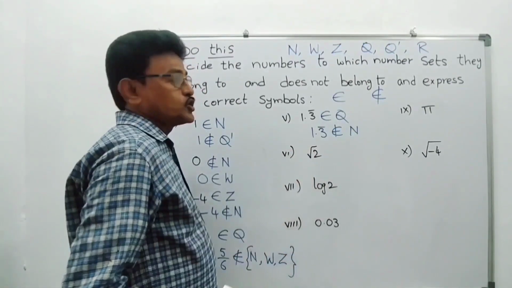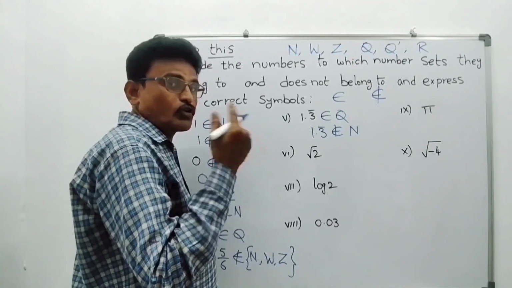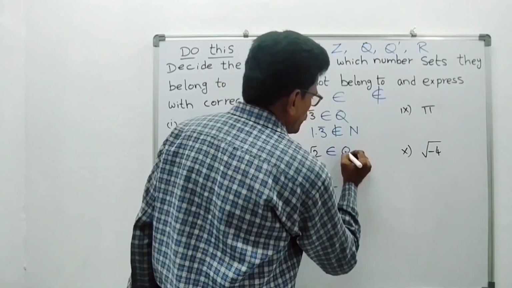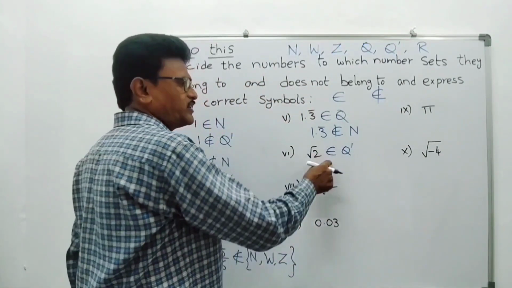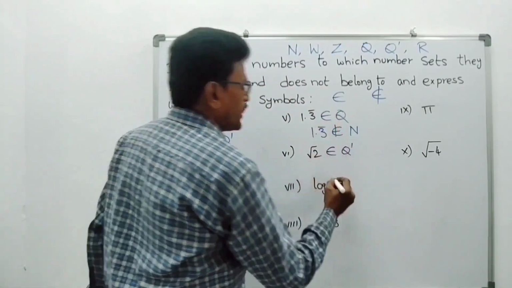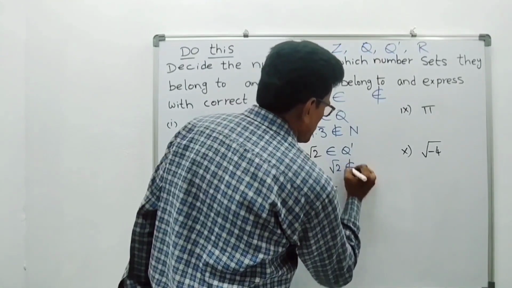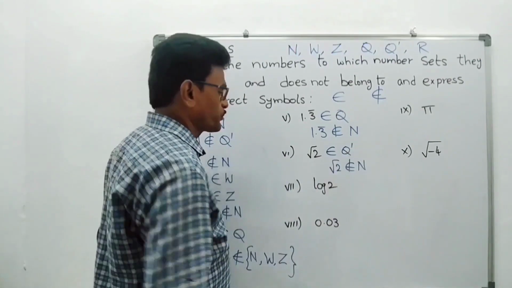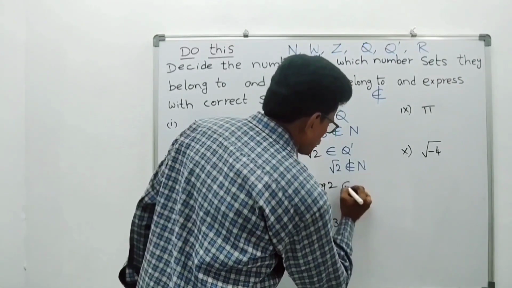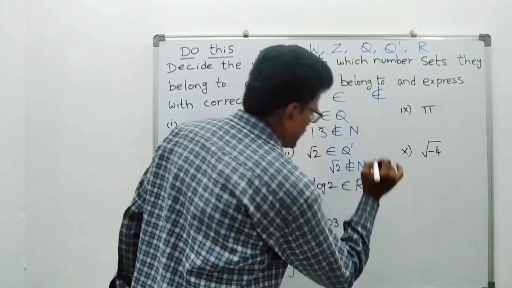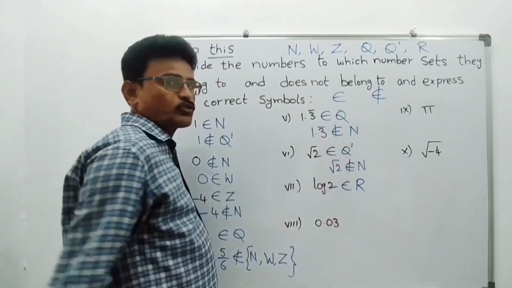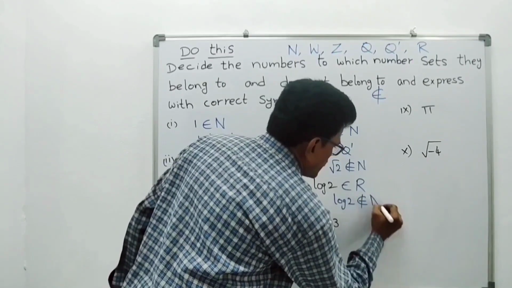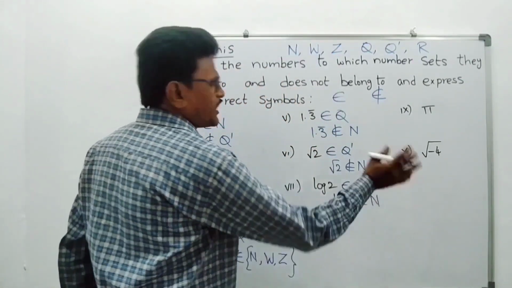Now root 2. Root 2, root 3, root 5, root 7, these are irrational numbers. So this one belongs to Q dash, or you can write it belongs to the real numbers. But root 2 does not belong to the natural number list. I am writing 1. You can write does not belong to W also. Now log 2 also belongs to, I am writing, the real numbers. In the real number list log 2 is there. But log 2 is not there in the natural number list. You can write does not belong to natural number or whole number.